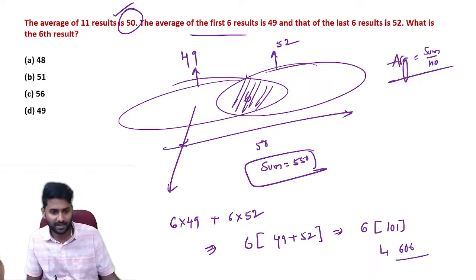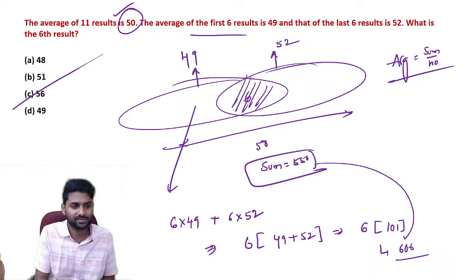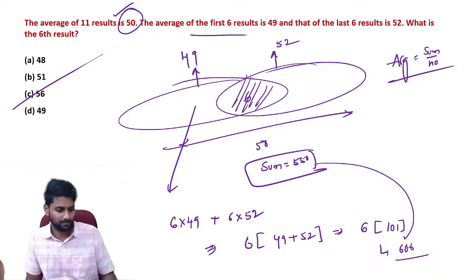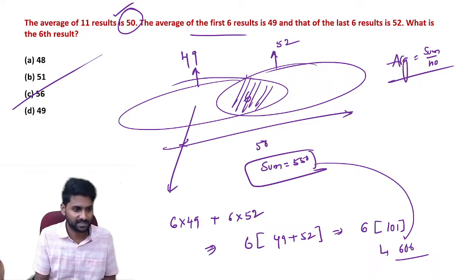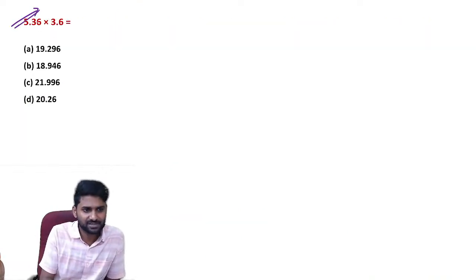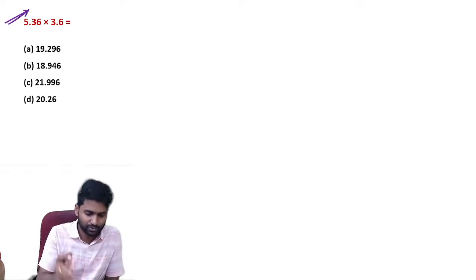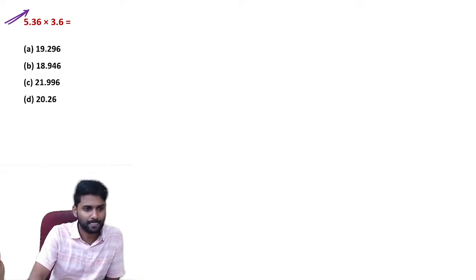See, instead of 550, we got 606. The reason behind this is that we are counting the sixth variable twice. So how much excess is there? 56 units. That's why the sixth result is 56. Guys, this is simplification, the simple part. Try to answer this question and post your answer in the comment section after my live session.